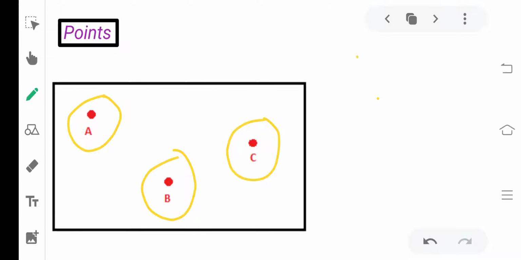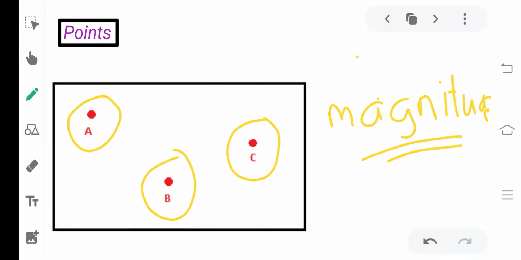Capital letters of the English alphabet are used to name points. The dot can be identified with the help of capital letters from the alphabet, such as this point is denoted by the capital letter A, this point is denoted by the capital letter B, and this point is denoted by the capital letter C. The points A, B and C are shown in the figure. Okay, a point has a position but no magnitude. Understand students, the point has position but it doesn't have magnitude. Understood? This is a very important thing, you should remember it.